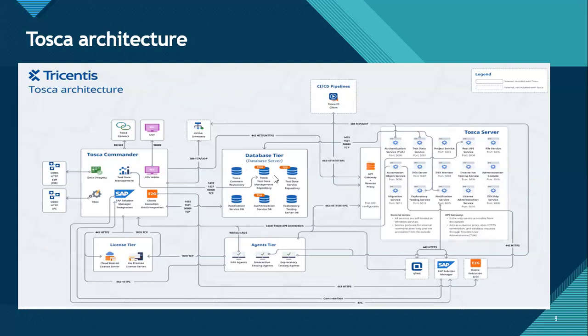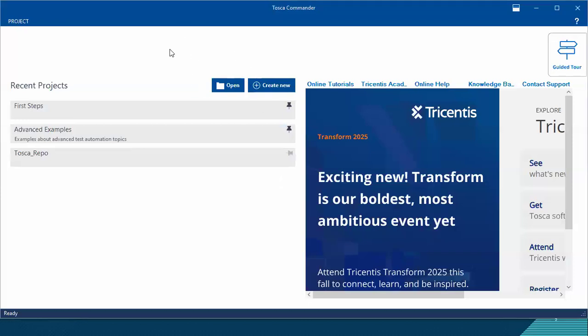If you go back to our Tosca Commander, this is our Tosca Commander. I already installed this Tosca Commander in my system. Once you open Tosca Commander, here you can see the name at the top. If you have any questions about how to recognize Tosca Commander, you can see the name at the top. Are you able to see it?